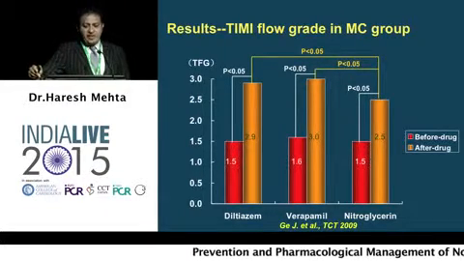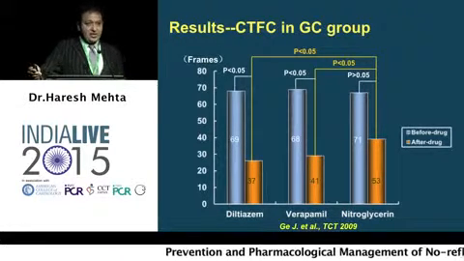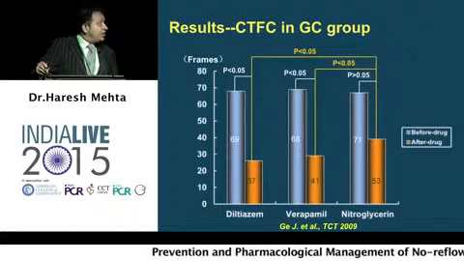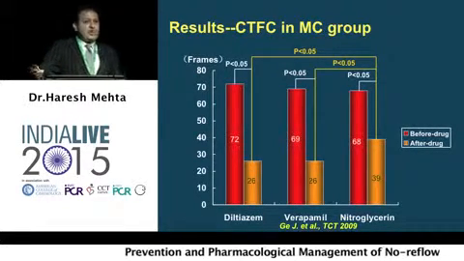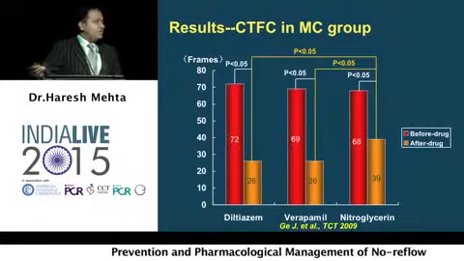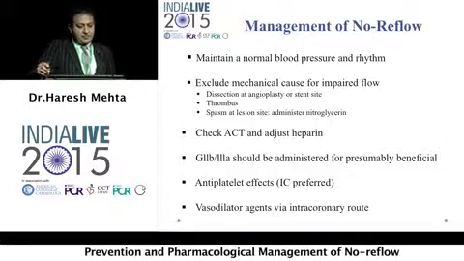Similarly, the same thing with the frame count. In the guide catheter group it was higher with diltiazem and verapamil, and nitroglycerine was the highest, 53. The moment you switch to the microcatheter group, the TIMI frame count goes down. So 26 with diltiazem and 39 with nitroglycerine, again reaching significance.